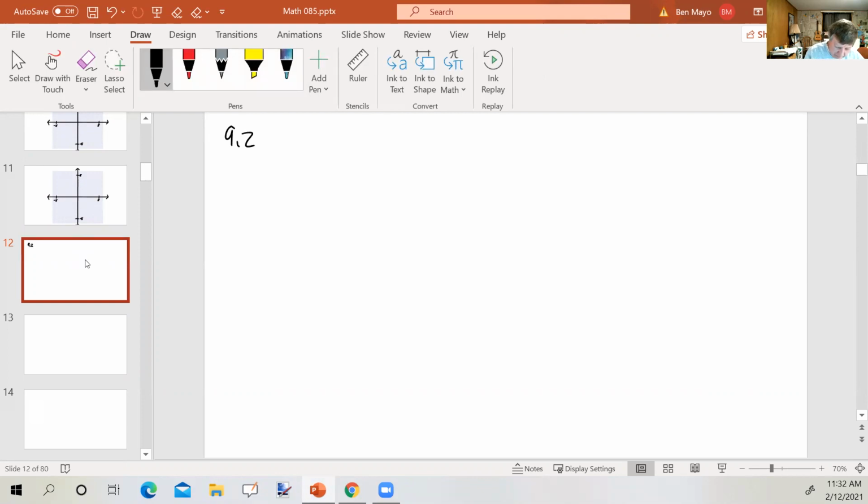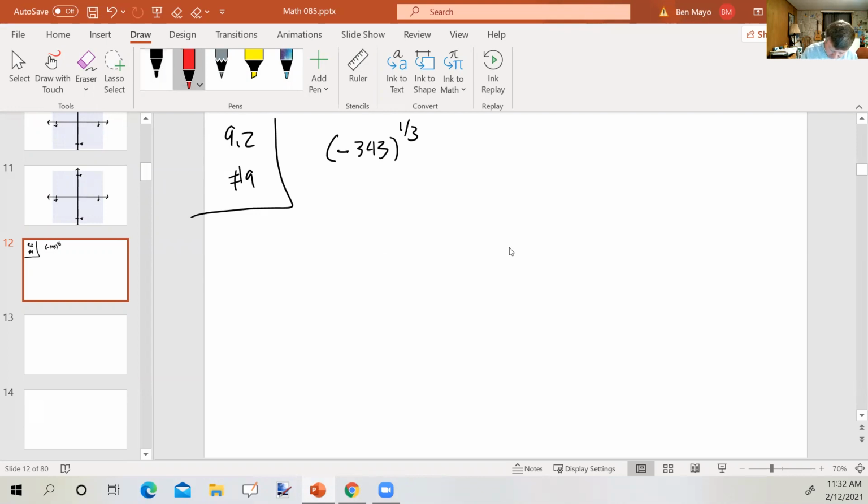And this is problem number 9. The instructions say, evaluate the expression. And we have in parentheses, negative 343 to the 1/3 power. Now, I want to point out that the answer that the person put in was not real. This is real because we're taking an odd root of a negative number. If it was an even root, then that would be correct. It would be not real, but we can take an odd root. So we're taking the cube root of negative 343.